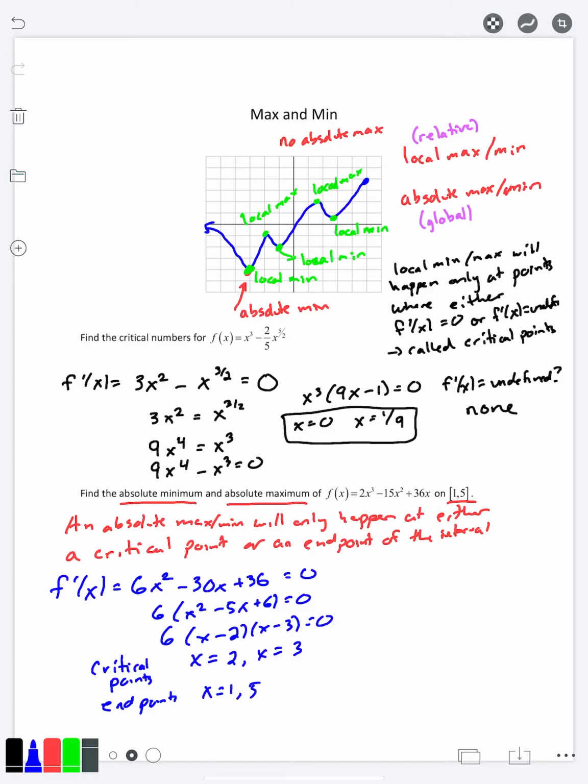And we're going to plug all of those into our function. f of 1, f of 2, f of 3, and f of 5. Now they can be a little tedious here. Let's see. Plug in 1. That's going to be, what, 38 minus 15 is 23. I'm going to use my calculator for the next of them here. So 2 times 2 cubed minus 15 times 2 squared plus 36 times 2, I'm going to get 28 here. If I do the same thing, but now with 3 involved, I will get 27.